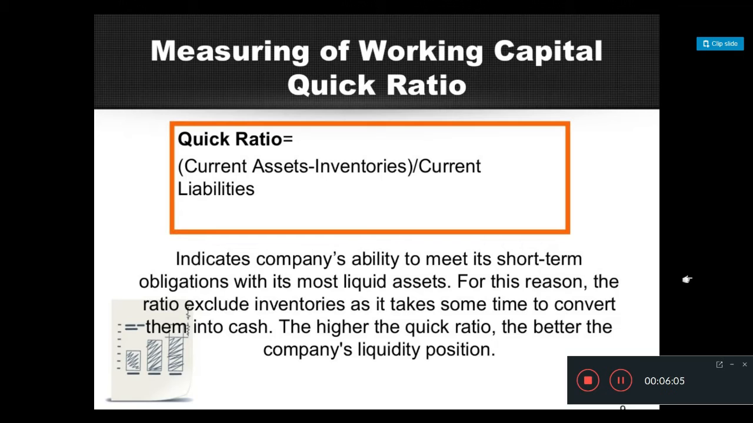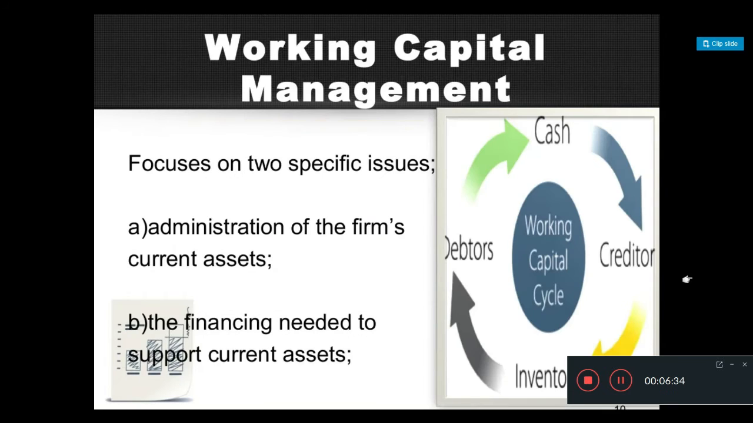Measuring working capital: the quick ratio. The quick ratio is current assets minus inventories, divided by current liabilities. It indicates the company's ability to meet its short-term obligations with its most liquid assets. For this reason, the ratio excludes inventories, as it takes some time to convert them into cash. The higher the quick ratio, the better the company's liquidity position. Working capital management focuses on two basic issues: administration of the firm's current assets and the financing needed to support current assets.